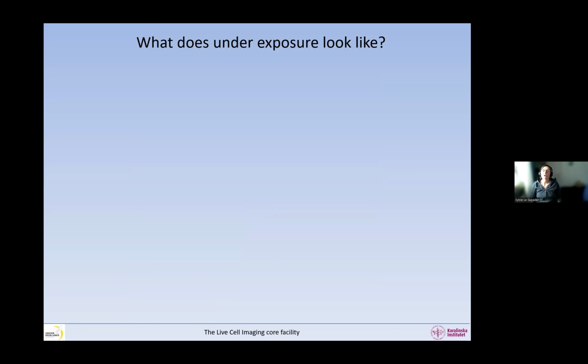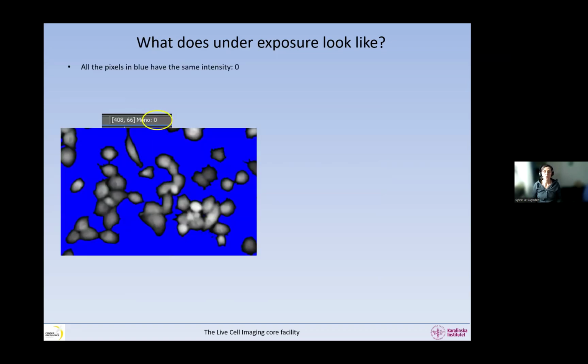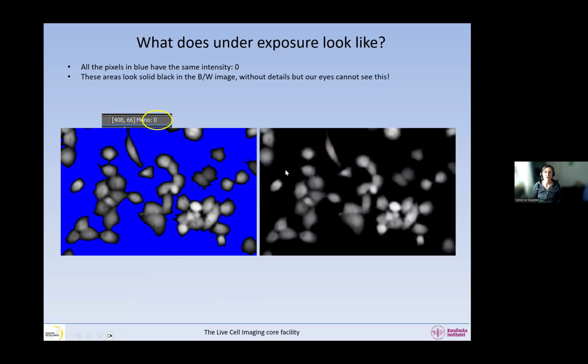So what does underexposure look like now? Instead of saturation, we also have underexposure. Well, all the pixels in blue. So we have also applied this mask that shows us underexposure and saturation. All these pixels in blue have the intensity of 0, which, again, if you think about the sample, is pretty much not possible. So it's artificial.